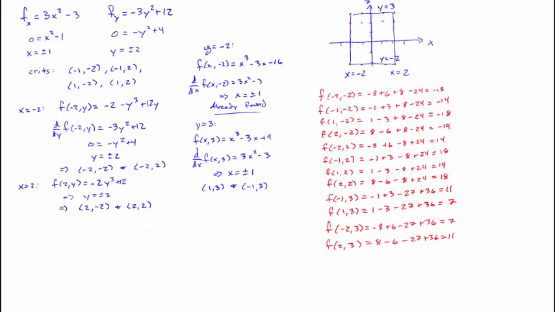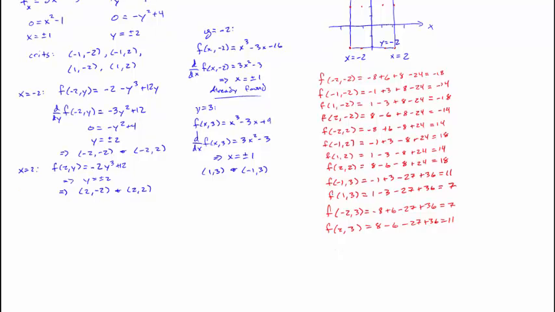f(-1, 3) equals 11. f(1, 3) equals 7. f(-2, 3) equals 7. And f(2, 3) equals 11. So, there's a lot. Finally, we get to write our conclusion.